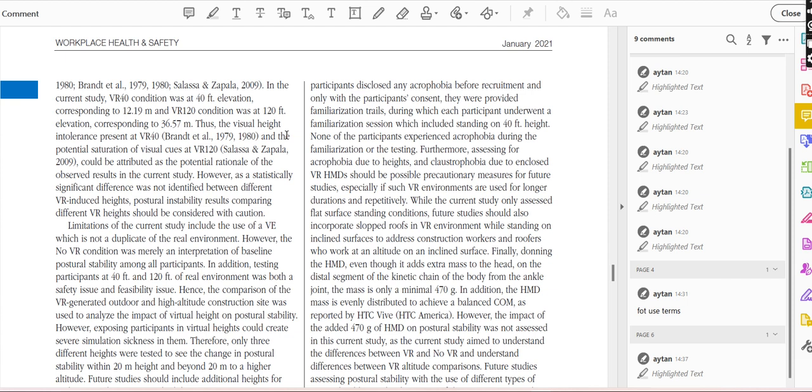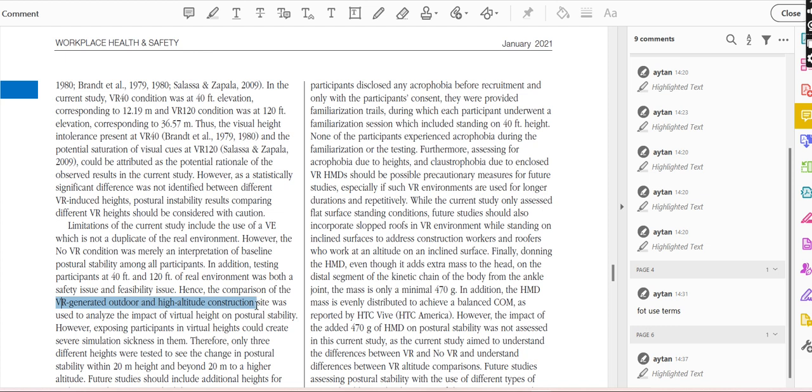However, as a statistically significant difference was not identified between different VR-induced heights, postural instability results comparing different VR heights should be considered with caution. Limitations of the current study include the use of a VE which is not a duplicate of the real environment. However, the no VR condition was merely an interpretation of baseline postural stability among all participants. In addition, testing participants at 40 feet and 120 feet of real environment was both a safety issue and feasibility issue. Hence, the comparison of the VR-generated outdoor and high-altitude construction site was used to analyze the impact of virtual height on postural stability.